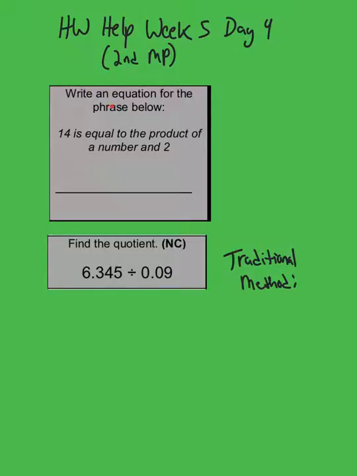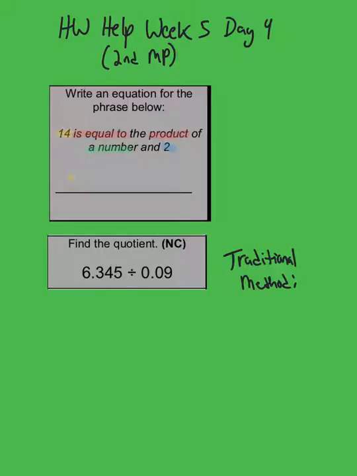So let's start here. It says, write an equation for the phrase below. 14 is equal to the product of a number and 2. So I'm going to break this down into some chunks here. I see 14. I wanted the highlighter. 14 is equal to the product of a number and 2. So let's think of that.